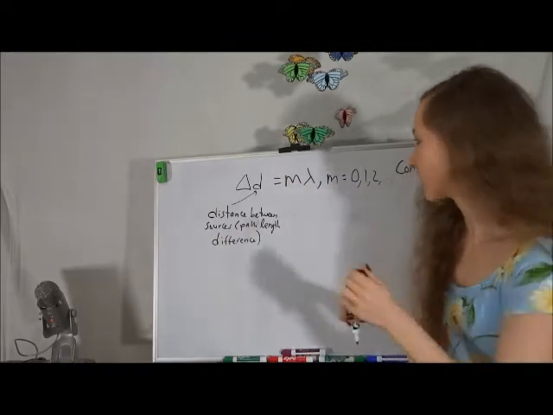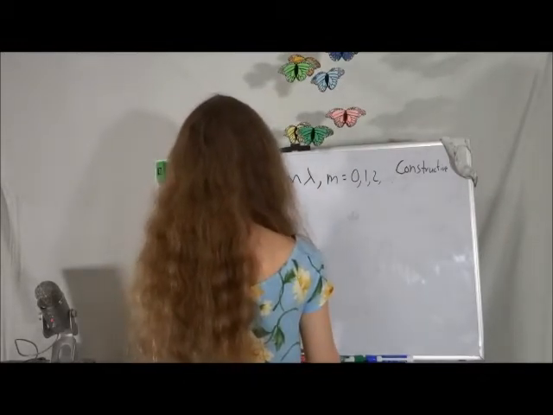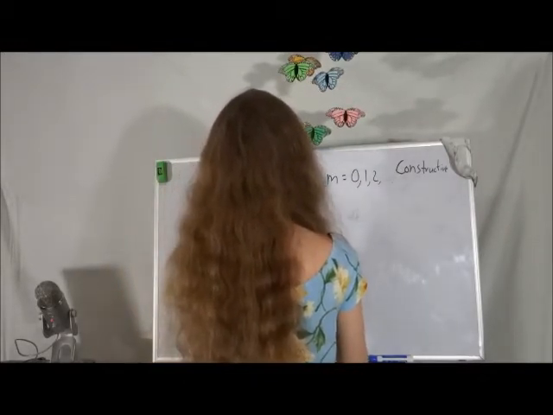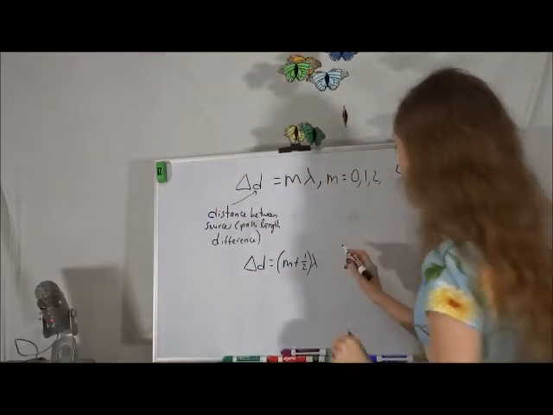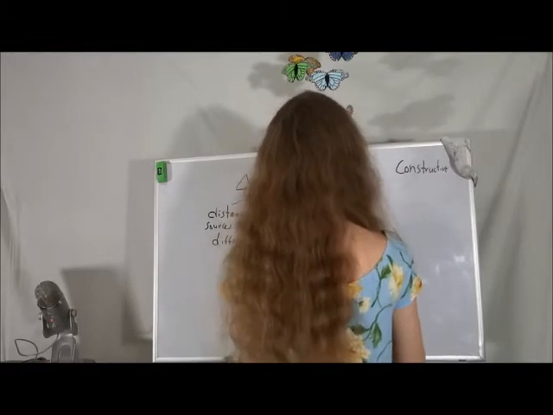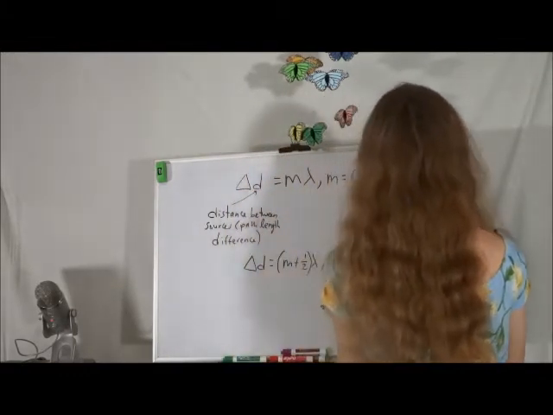For destructive interference, what ends up working is if delta D is equal to (m plus 1/2) lambda. And again, m is some integer, 0, 1, 2, so on and so forth. This is destructive.